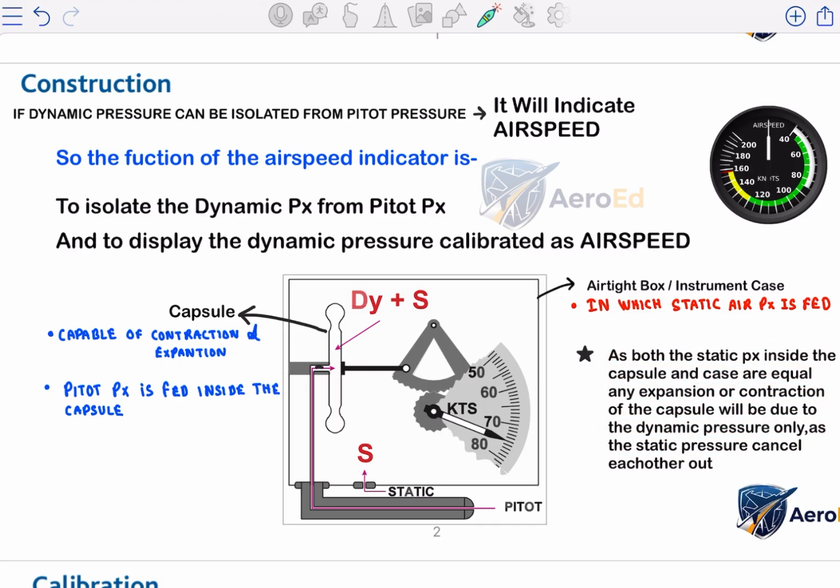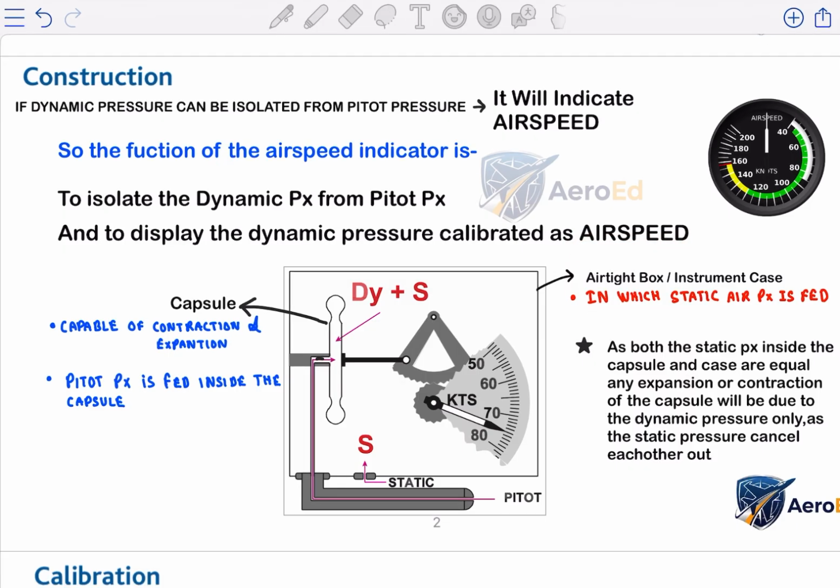What this statement is saying is that the reason static pressure is fed into the instrument case is to cancel the static pressure inside the capsule, because, as we know, to indicate the airspeed we just need to isolate the dynamic pressure from pitot pressure. This is the reason the static pressures of both the instrument case and the capsule cancel each other out, and only the contraction and expansion is due to the dynamic pressure, thus indicating the airspeed.